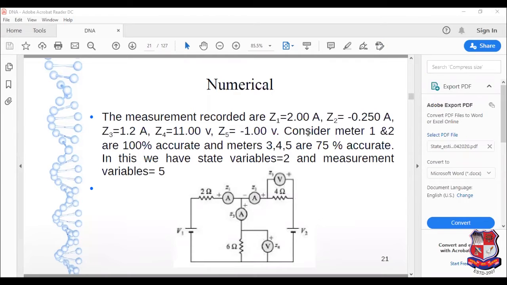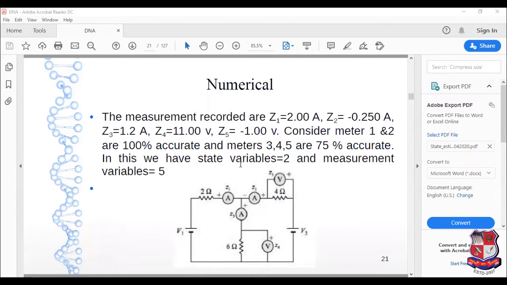Hello friends, in my previous session, we have discussed the use of least square estimation technique to solve electrical circuits. Today, we are going to discuss the use of least square estimation technique for power systems. Prior to that, let me recall the few points which we have discussed.